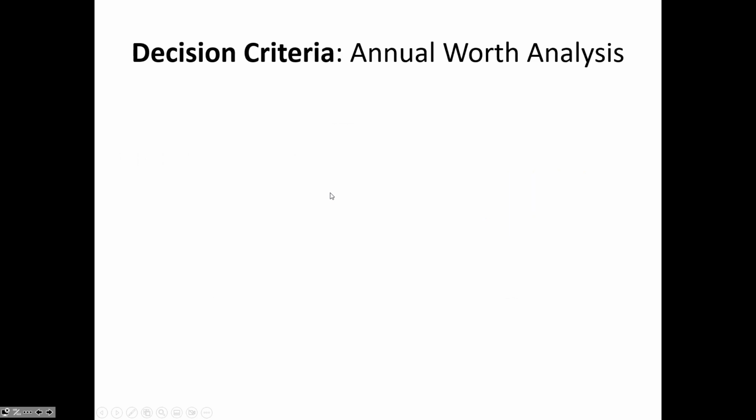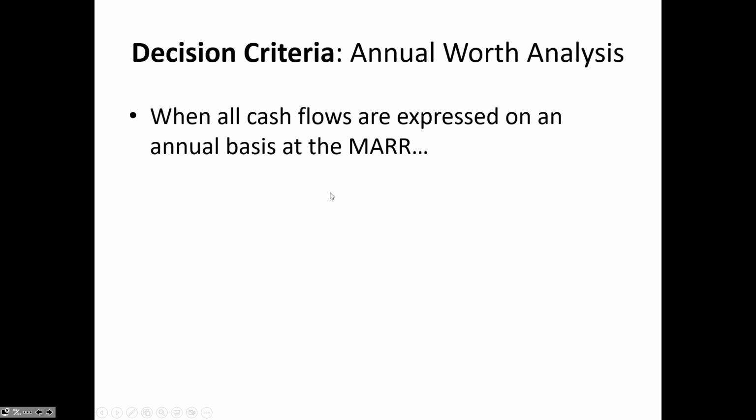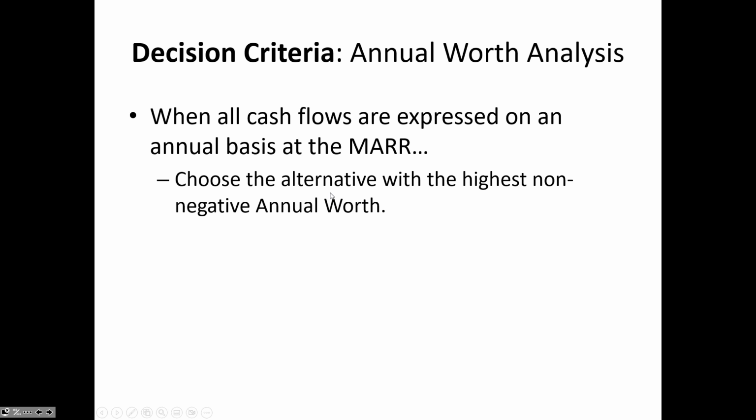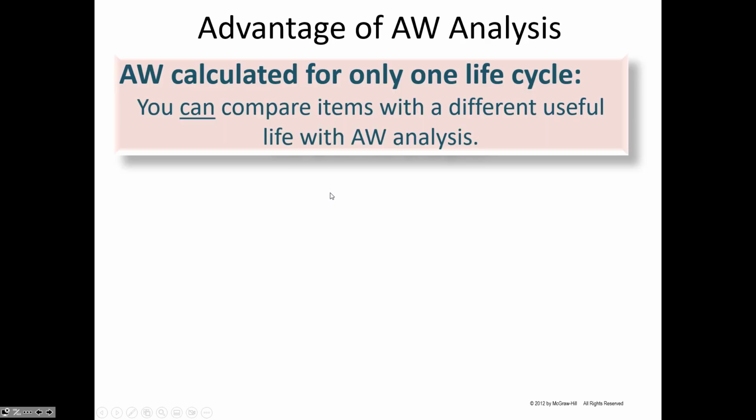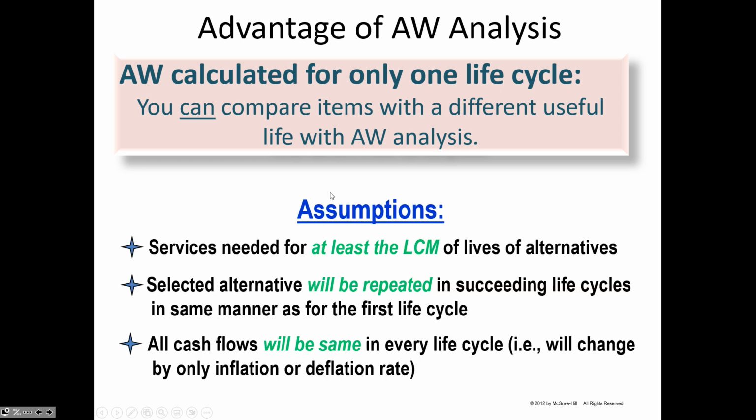So the decision criteria when you're applying annual worth analysis is that when you've used the MARR to convert all of the amounts into an annual series, then you'd choose the alternative with the highest non-negative annual worth, or if there are only costs, then you'd choose the option that has the lowest annual costs. Again, the benefit of this is that you don't have to make the two items have the same useful life. It already is assuming repeatability.